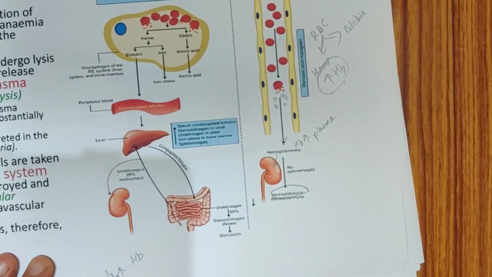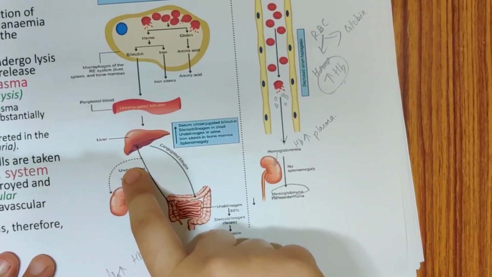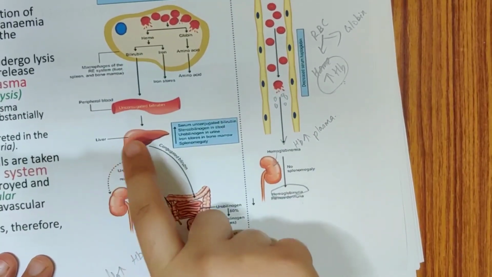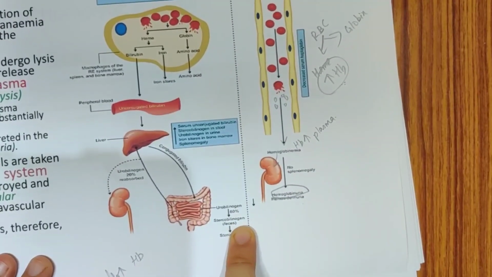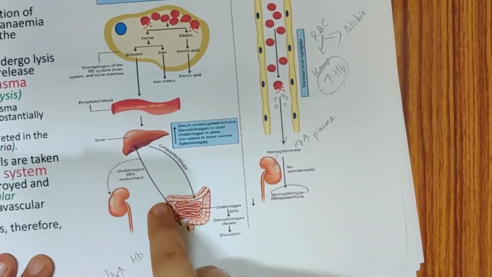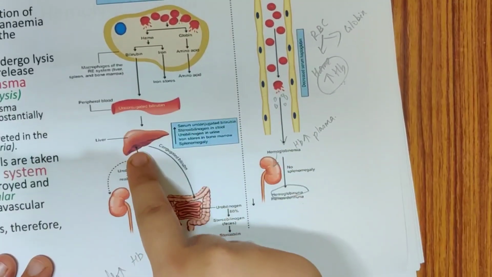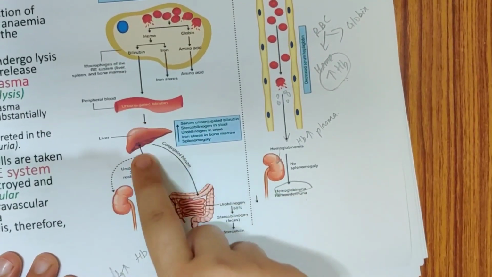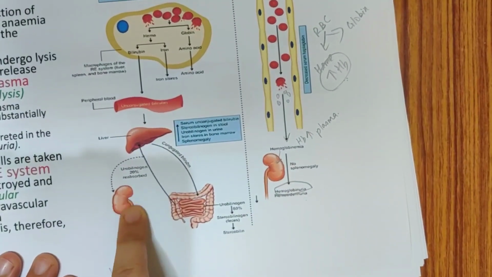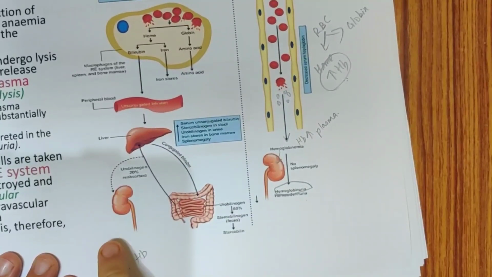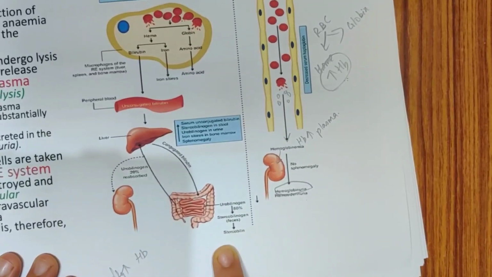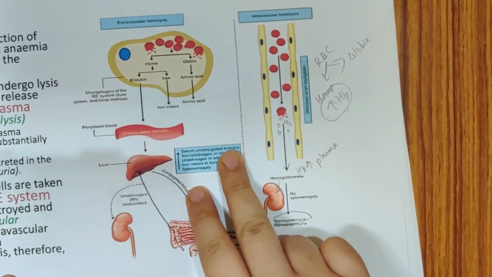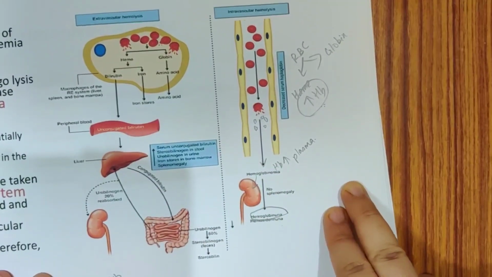It enters the liver. In here, what happens? You know this mechanism. It will be excreted as bile. This bile will go into the large intestine and become urobilinogen. Then this urobilinogen becomes stercobilinogen and will be excreted in the feces. Some amount of it goes into the enterohepatic circulation, and some amount goes into the kidney and is released. So you will have urobilinogen in the urine. So this is extravascular and this is intravascular hemolysis.